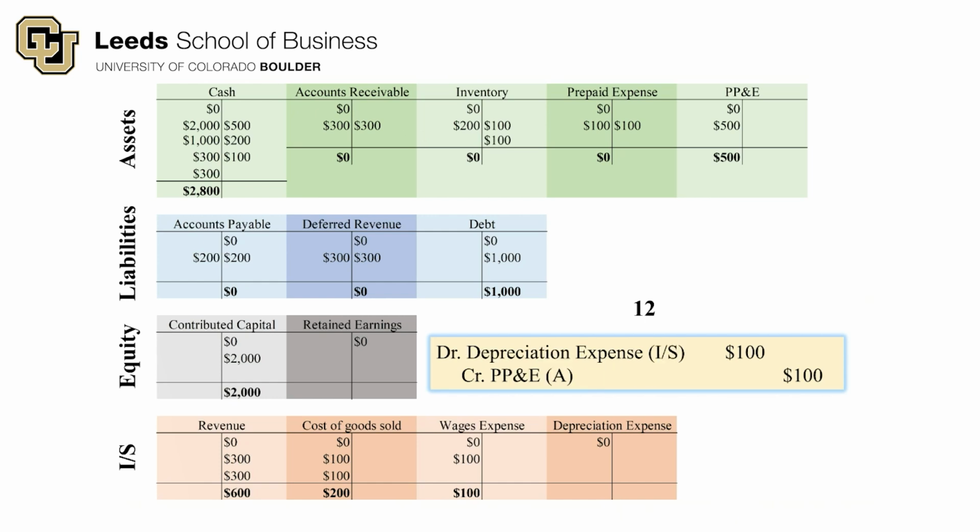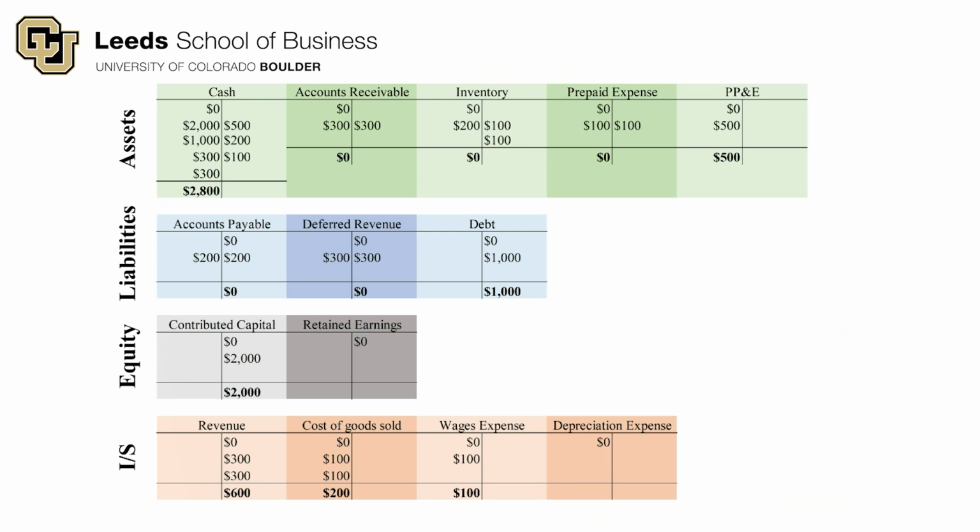Our final transaction is our PP&E has lost $100 of value. So we'll reduce our PP&E asset with a credit, and we'll increase depreciation expense with a debit. And that's it. That's the 12 journal entries converted into, we've posted those journal entries into our T accounts. And now we're at the end of the year, and we've got all of the journal entries reflected in our T accounts, except for the closing entry, which we'll talk about in a future video.